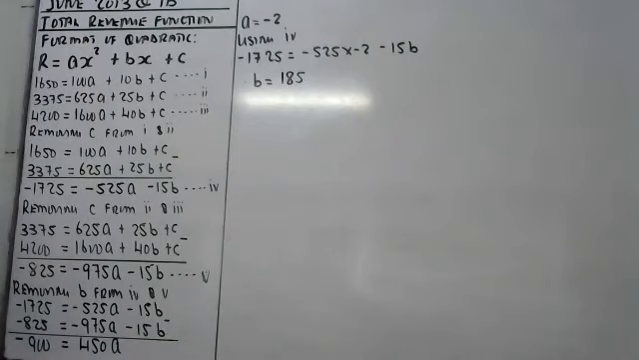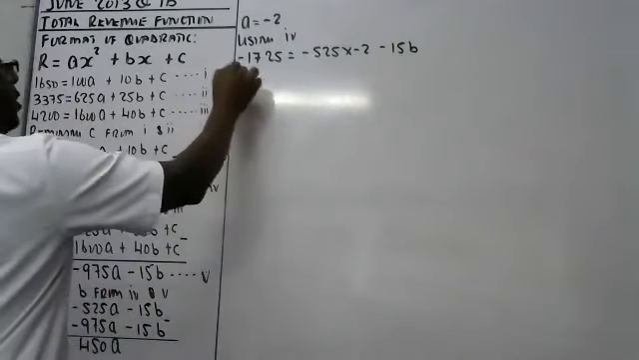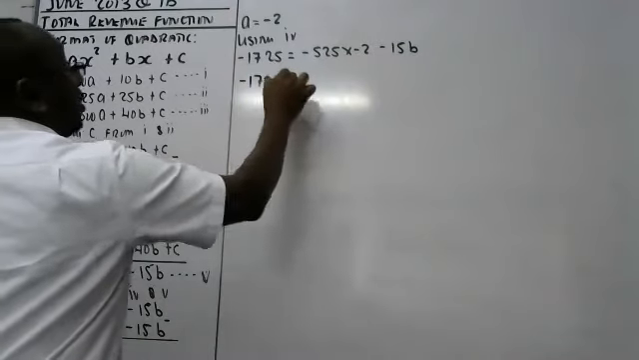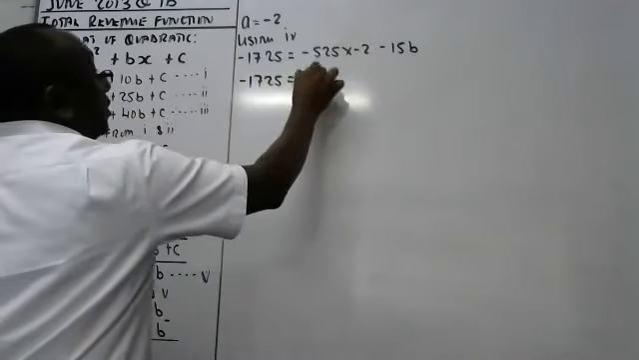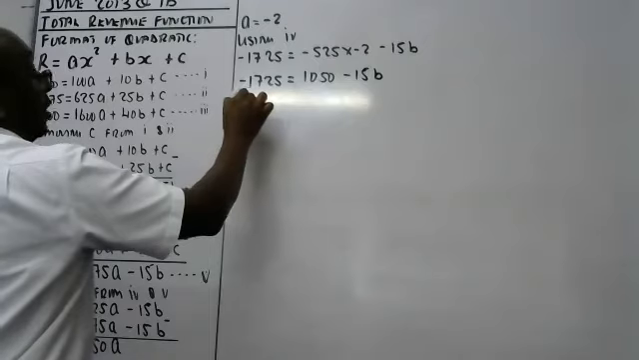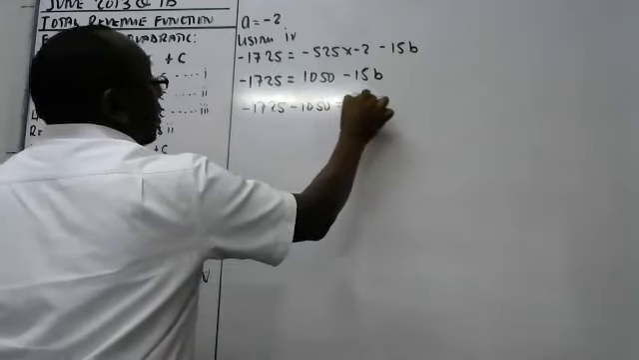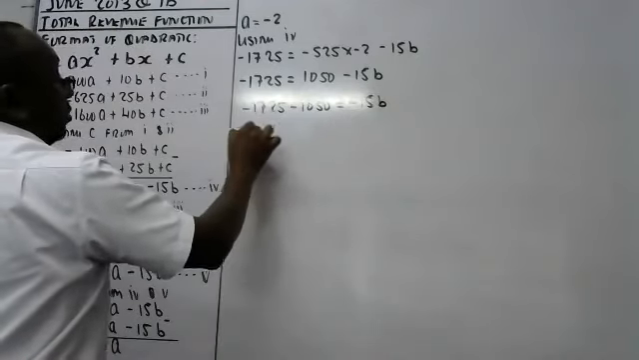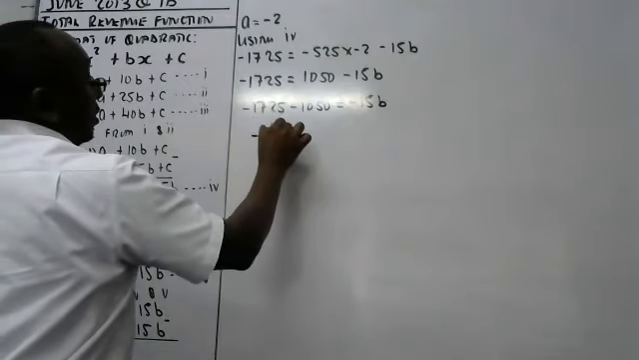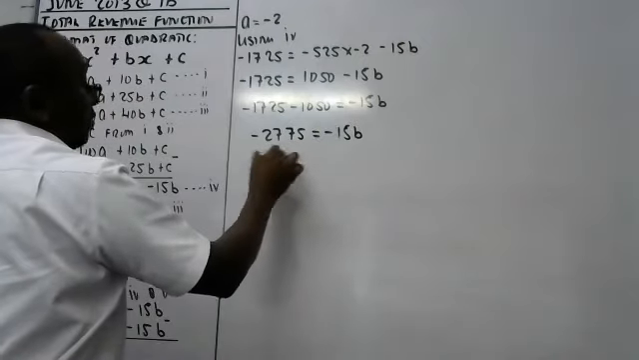You divide by 15 everywhere. So minus 1725, this will be 1050. That's minus 15B. So we are left with minus 1725 minus 1050 equals minus 15B. So this is minus 2775 equals minus 15B. Therefore, when you divide by minus 15, B will be 185.